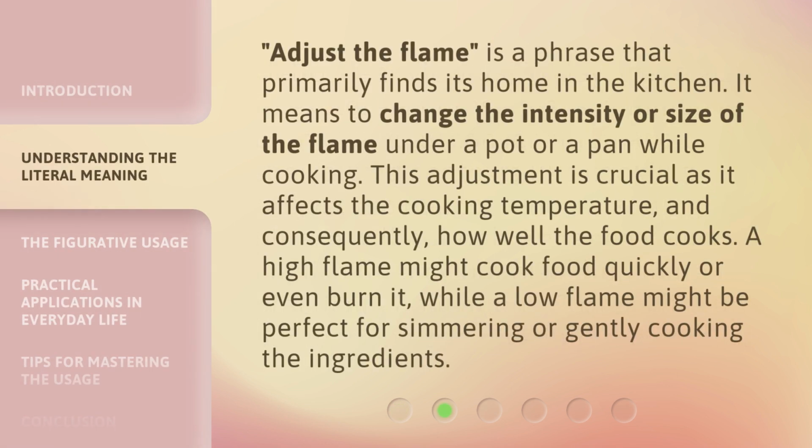Adjust the flame is a phrase that primarily finds its home in the kitchen. It means to change the intensity or size of the flame under a pot or a pan while cooking. This adjustment is crucial as it affects the cooking temperature, and consequently, how well the food cooks. A high flame might cook food quickly or even burn it, while a low flame might be perfect for simmering or gently cooking the ingredients.